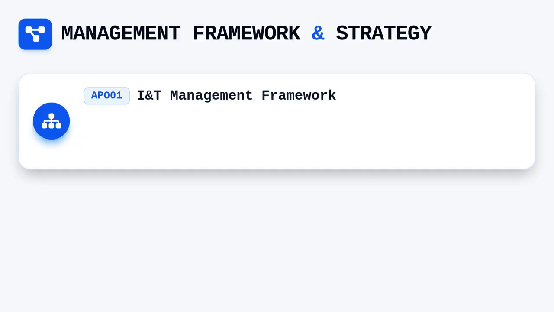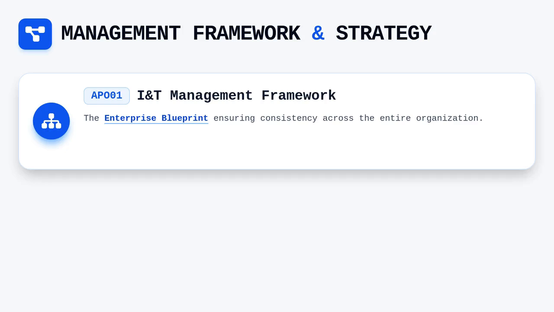We start our analysis with APO01, which focuses on the management framework for I&T. This is essentially the blueprint for how you structure your IT organization and ensure that management processes are consistently applied across the enterprise. It forces us to ask how we maintain a unified approach to information and technology, preventing the fragmented, ad hoc decision-making that plagues many large organizations.